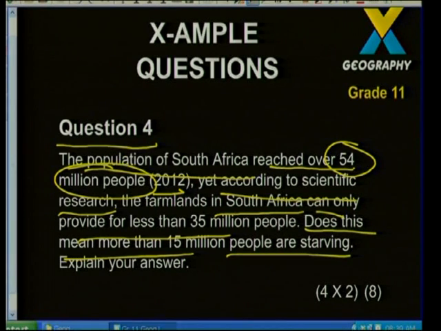Does this mean more than 15 million people are starving? Explain your answer. If we look at the system logically, we have now discovered that most of our country is a dry country. Water transfer schemes are needed to transport this water, but currently we have more than 54 million people, inhabitants in this country. How do we support their growing needs for food and consumption? What are the different ways in which we can provide food to people besides growing agricultural products like crop farming, from crop farming as well as stock farming?